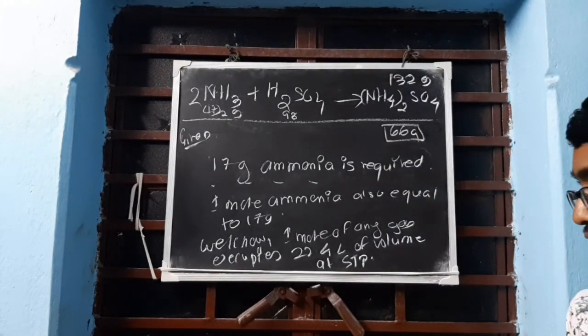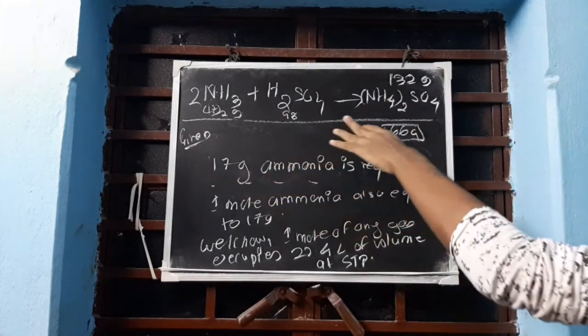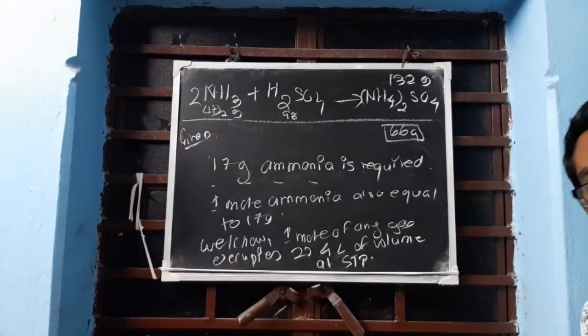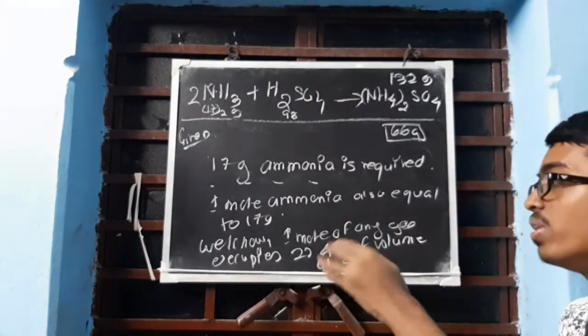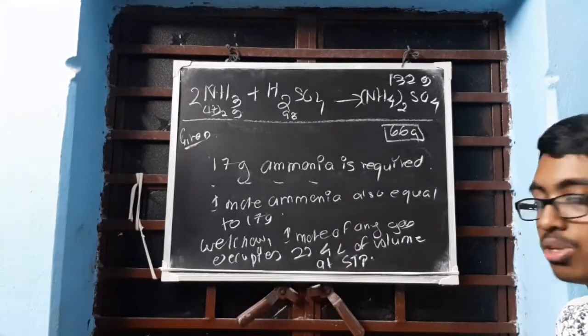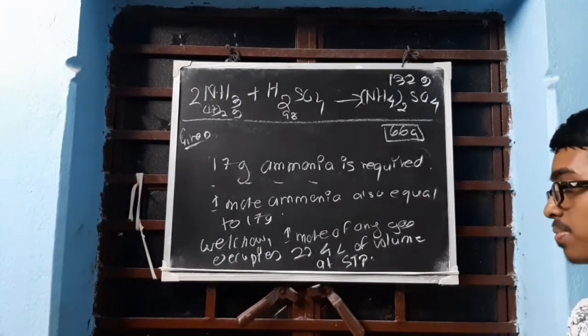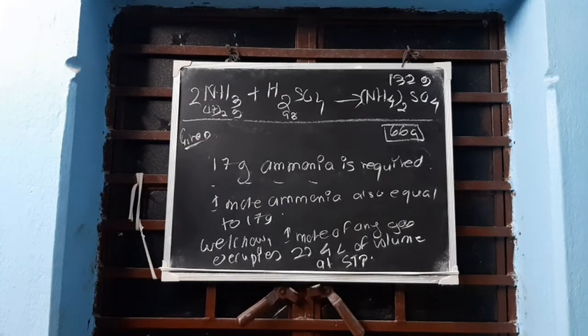What have we said? 17 gram ammonia is required by 66 gram of (NH4)2SO4. We will write that. 1 mole of ammonia is also equal to 17 gram. We know 1 mole of any gas occupies 22.4 liter of volume at STP. So therefore the required answer is 22.4 liter. Clear? Next it is asking the mass of acid required.